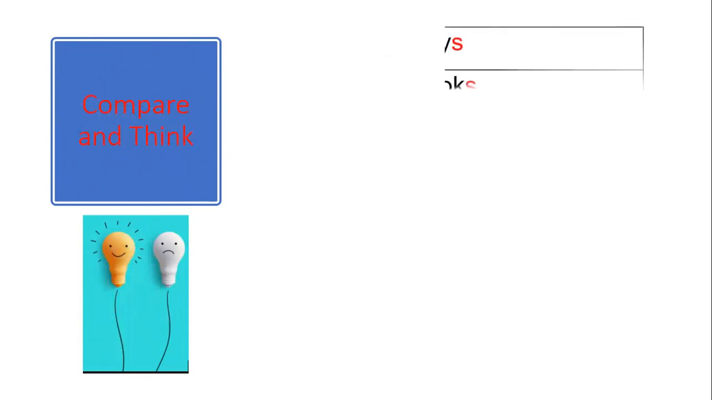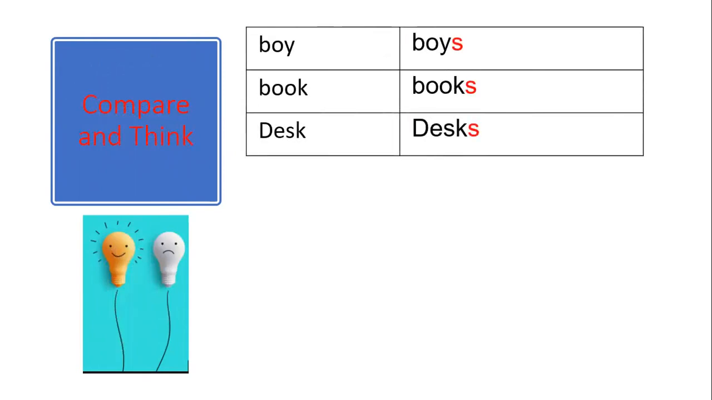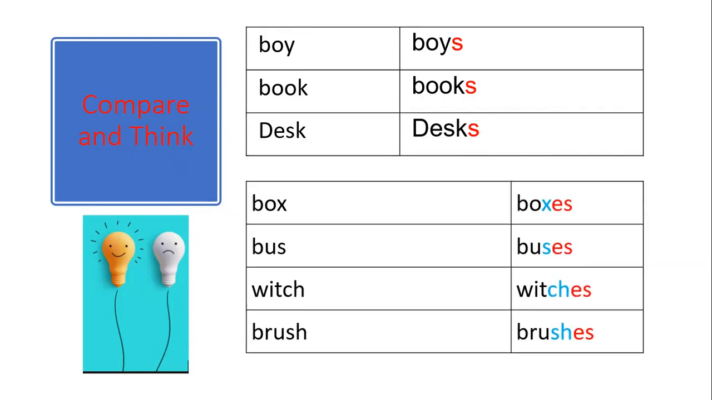Now, in English, have a look at English words. We have here boy, boys. Book, books. Disc, discs. Boy is singular, while boys is plural. Book, singular; books, plural. Disc, discs. We just add S to turn the singular into plural. But look here: box, boxes. Bus, buses. Witch, witches. Brush, brushes. Here we add ES.